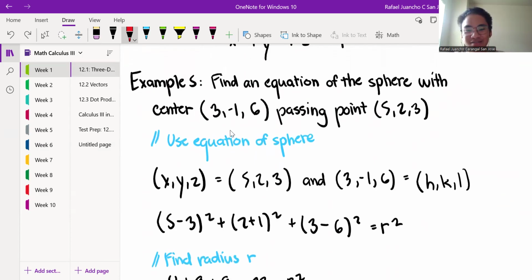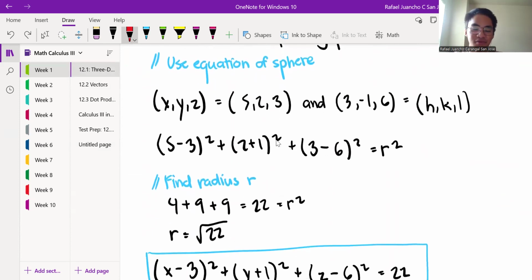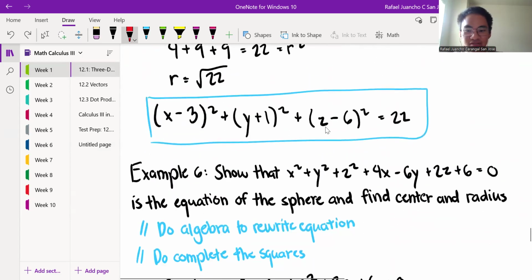So we can find the radius if 3, -1, 6 is the center and it's passing through 5, 2, 3. And well, I'm not going to go through this anymore, but you just plug it in the formula. You get a certain distance, which is 22. And this is applicable to any numbers.